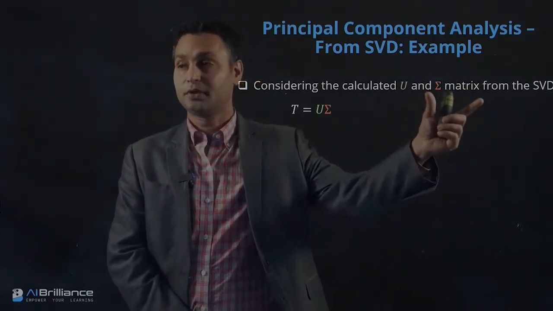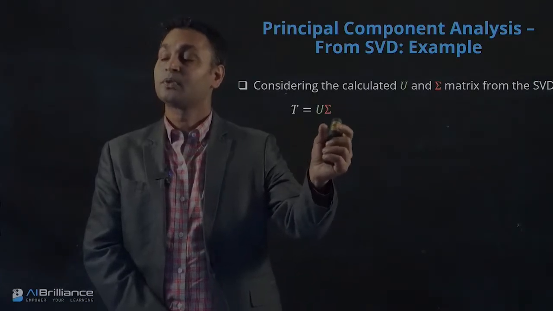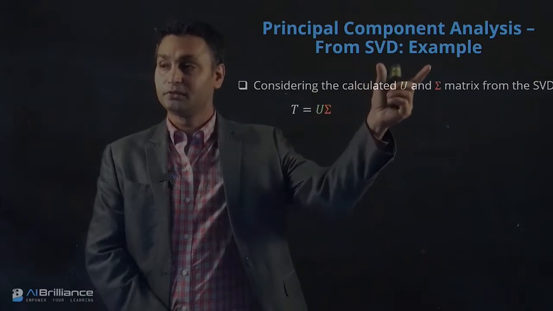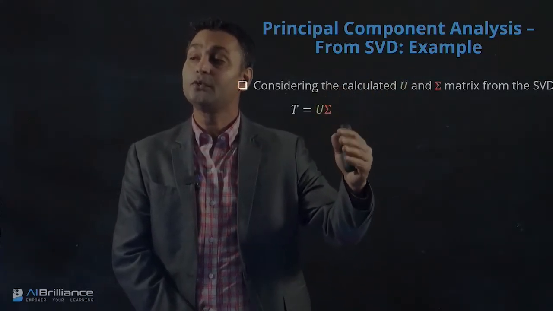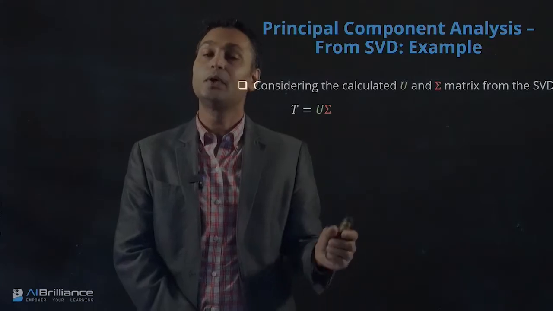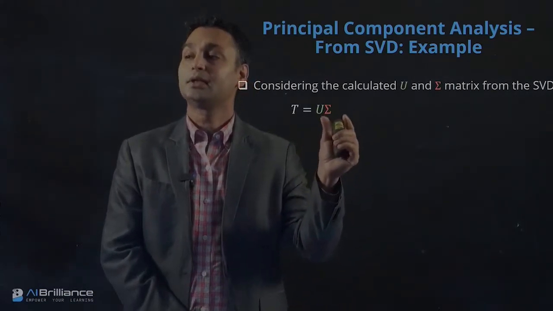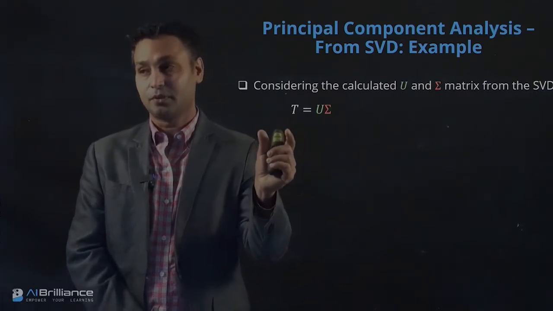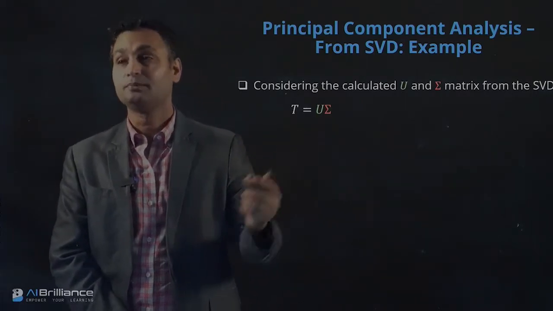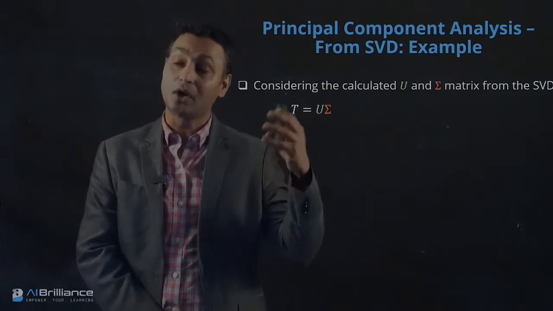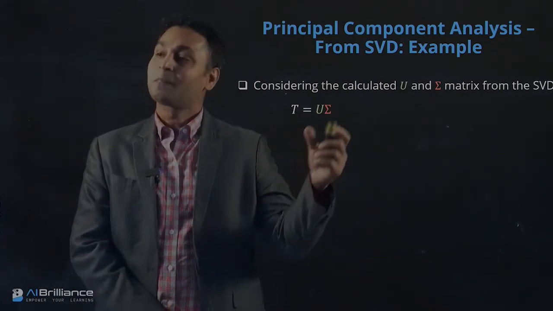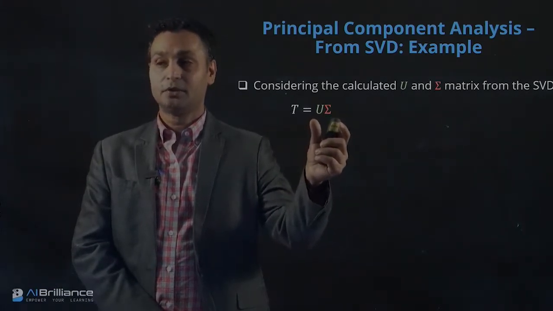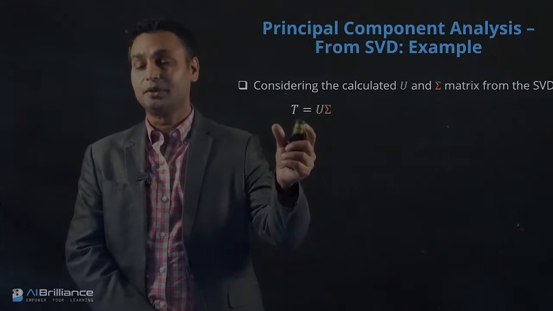Recall the SVD has three components, U, sigma, and V transpose. But when we are doing the transformation using the SVD, we throw away the V transpose matrix altogether and only consider the U and the sigma matrix and the product of those two, and that gives us the transformed coordinates directly. That's the beauty of the SVD: we do not need to solve the eigenvalue problem. We are able to use the U and the sigma matrix from the SVD decomposition, and that gives us the T matrix directly.